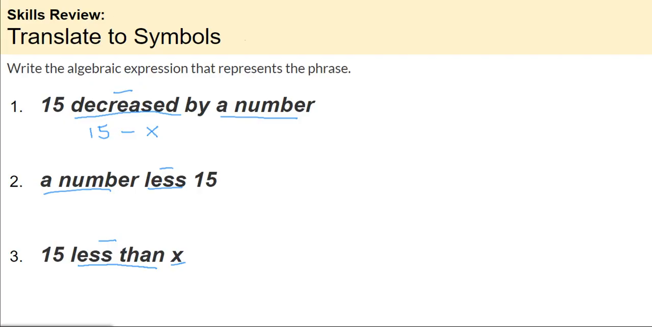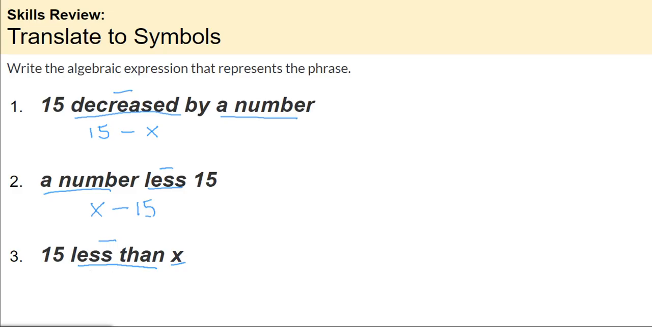What about the next one? A number less 15. It should be a number x less 15, x minus 15. So this one follows the order. A number comes first. So I put x less, minus, and 15. What about this final one? 15 less than x.